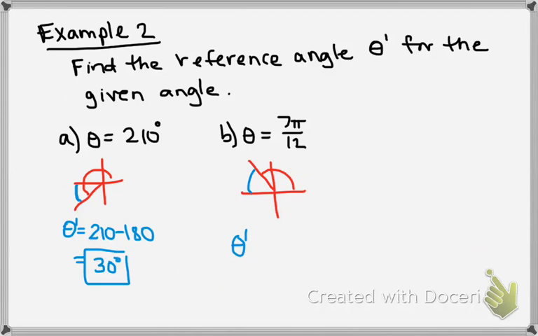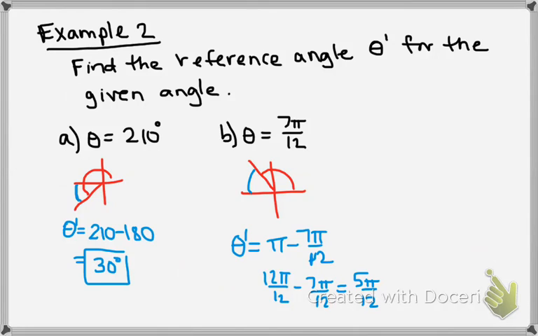So in the second quadrant, when I'm working in radians, I take the angle minus pi. Oh, sorry, the other way. Pi minus the angle, because pi is bigger. Sorry about that. So pi minus 7 pi over 12. I gotta make a common denominator, so 12 pi over 12 minus 7 pi over 12 gives us 5 pi over 12.